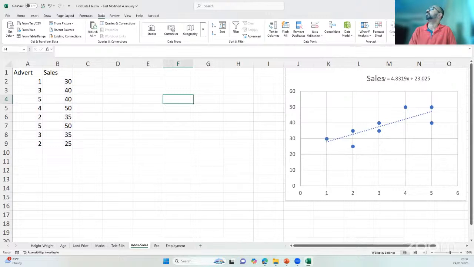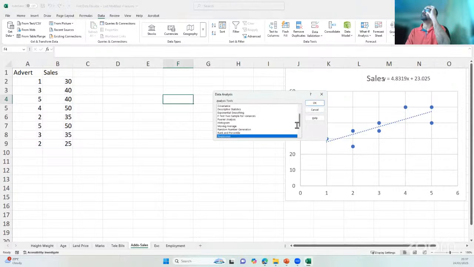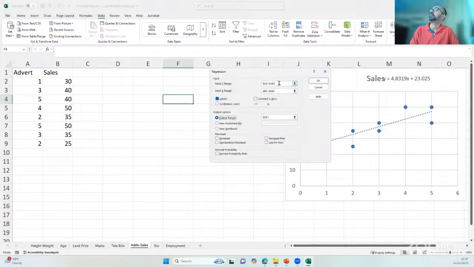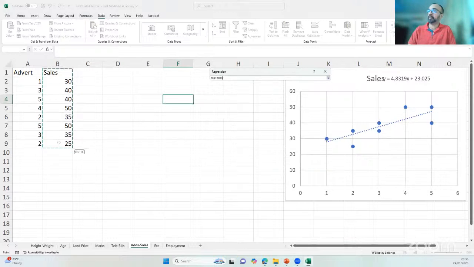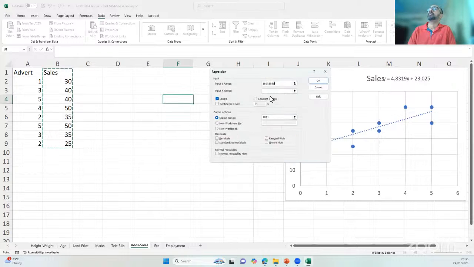My data input was wrong. Okay. Regression, then Y input. Actually, it is Y first, not X. First is the Y range. My eyesight is poor. Okay. Y, so it is sales. Y range is the dependent variable. So it's the Y range, sales, and X range is the adverts.